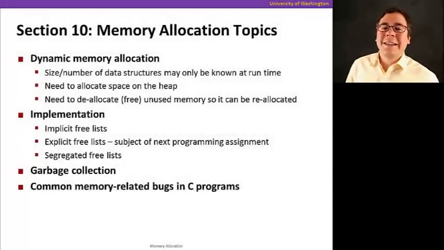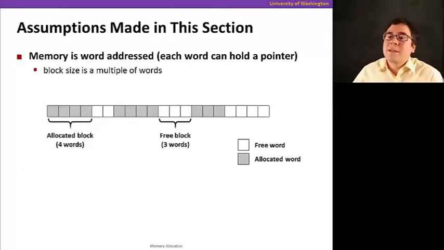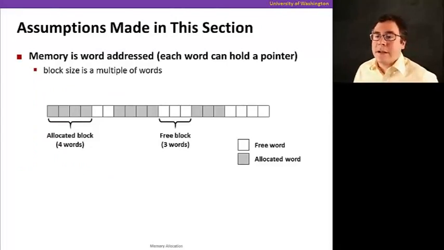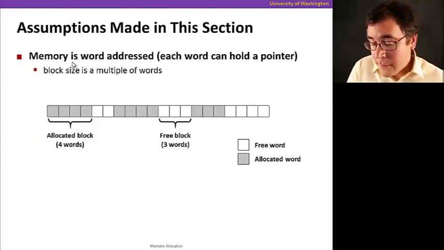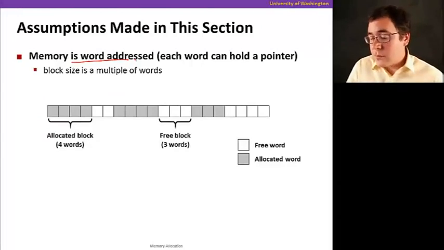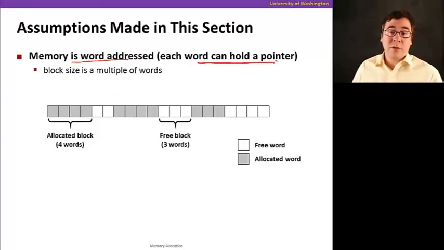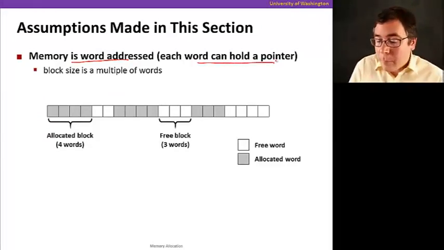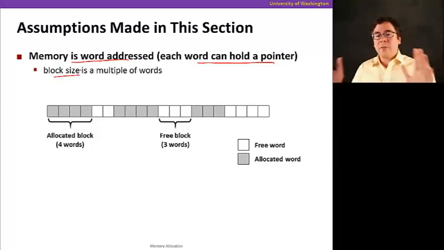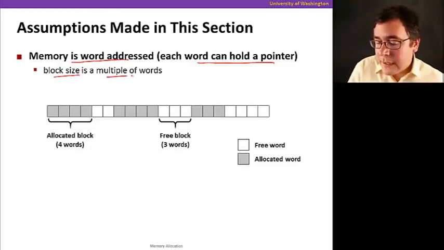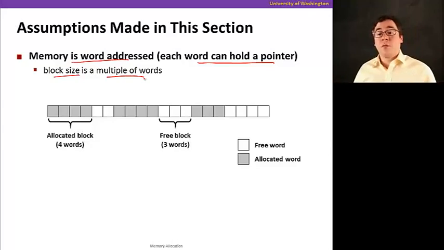Okay, let's now start digging into how memory allocators work. Let's start with the assumptions made in this lecture. First of all, memory is word addressed, so each word can hold a pointer. And the block size, the allocator or free block size, is going to be a multiple of words.